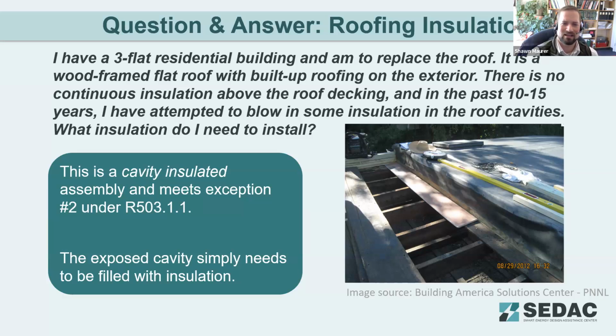So this is a cavity insulated assembly, which meets exception number 2 under R503.1.1. We'll get to that section. So as you're doing these roof repairs, as you expose the cavity, it simply needs to be filled with insulation. And that's the only energy code requirement for this type of roof system.